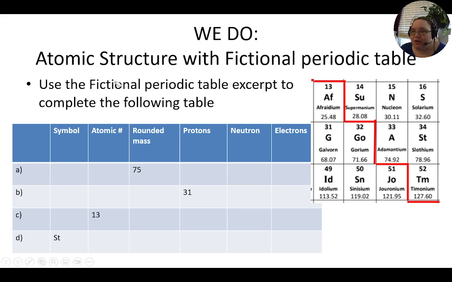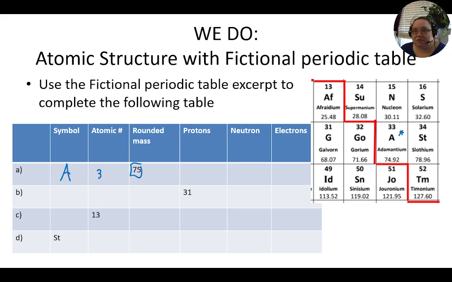Now, I did pick just a few of the fictional elements, focusing on just one part of the periodic table, so I wouldn't have to alternate between two slides. It's telling me its rounded atomic mass is 75. So I'm looking at my masses. Well, I've got 71.6, 74.9, and 78. That means this first one has to be this element, which is symbol A.